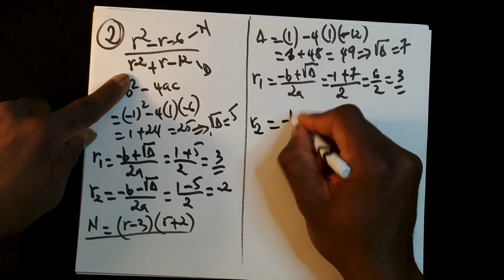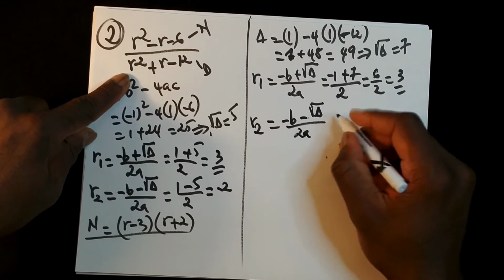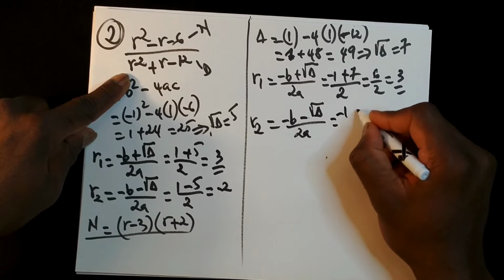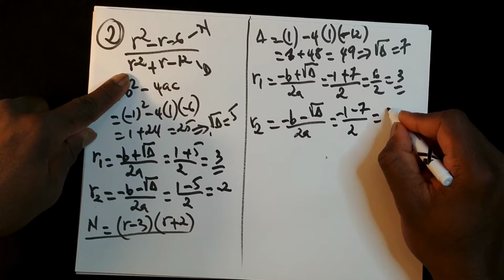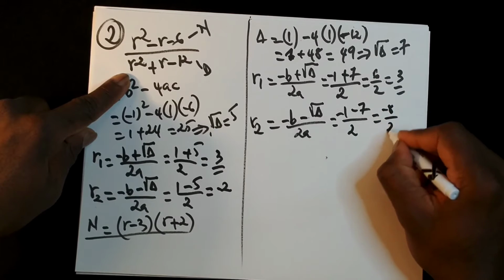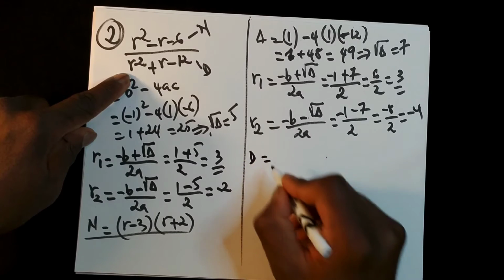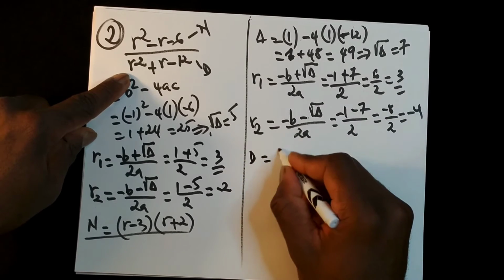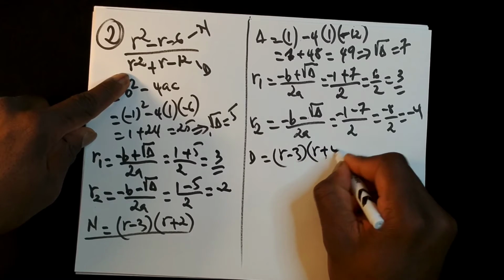r2 is minus b minus the square root of the discriminant over 2a. So we have -1 minus 7 over 2. We have -8 over 2, which is -4. So the denominator can be rewritten as (r minus 3) factor of (r plus 4).